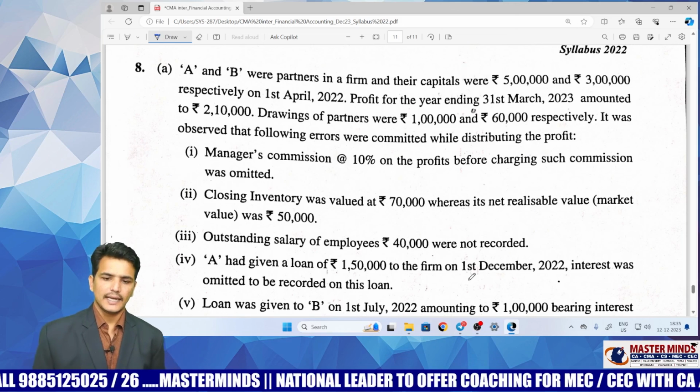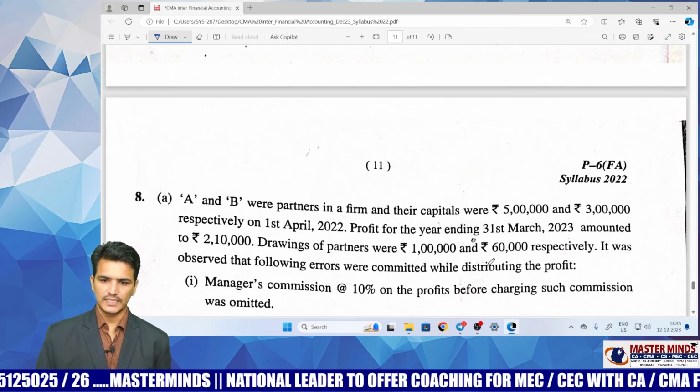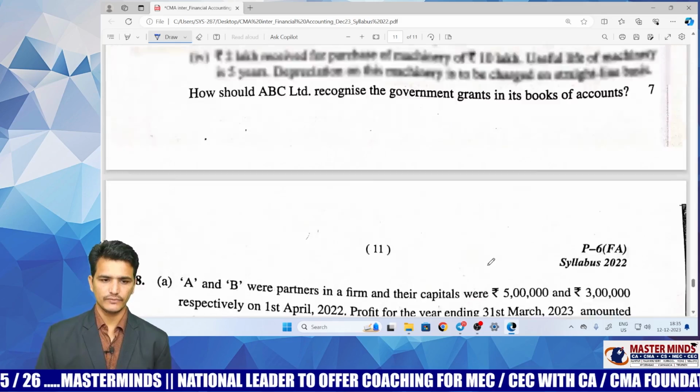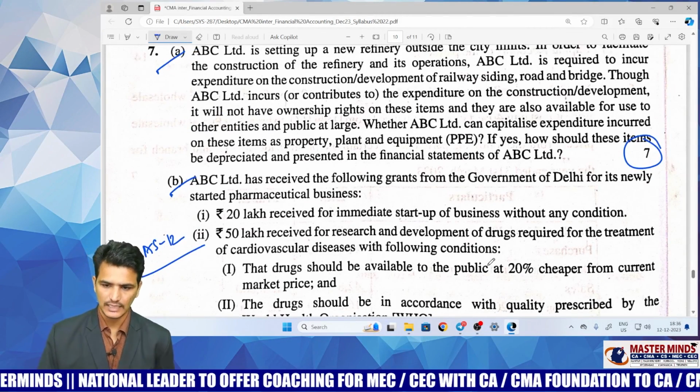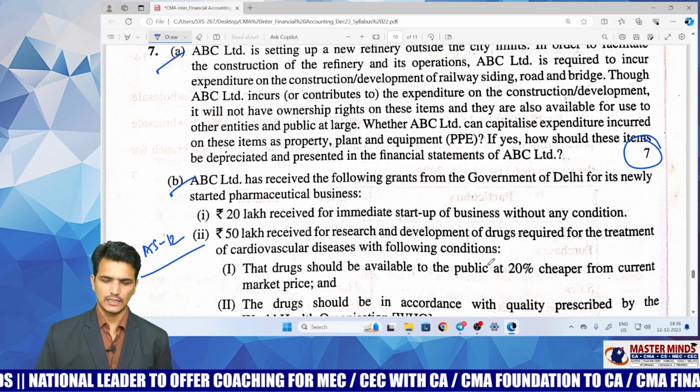So I can say that it is a moderate level. It is not so easy and it is not too tough. Those who have some conceptual clarity or who have attended the classes can comfortably answer this question paper.